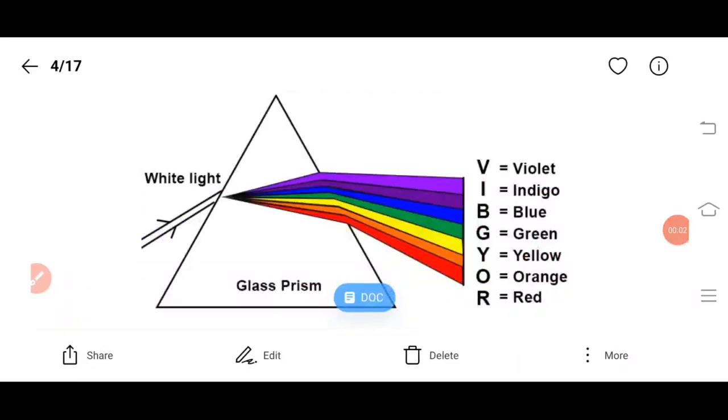Students, here the picture shows the colors of the acronym VIBGYOR: violet, indigo, blue, green, yellow, orange, red. So when we pass the white light through the glass prism, it splits into 7 colors. So the acronym for the 7 colors is termed as VIBGYOR.